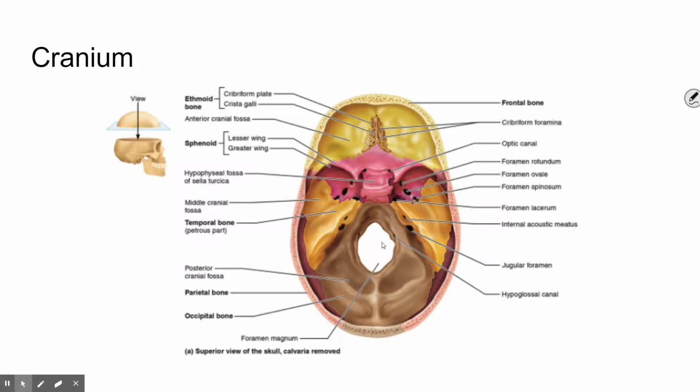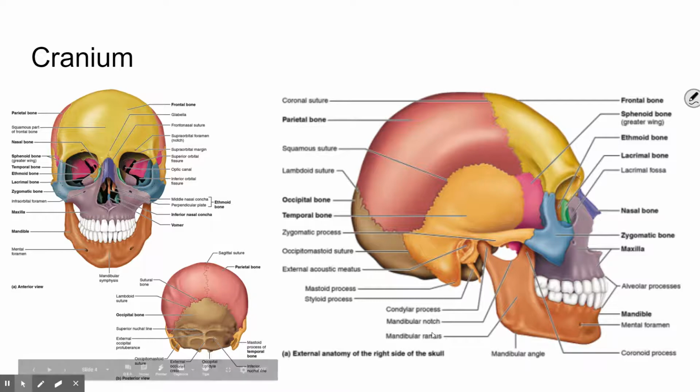And then you also have these occipital condyles, which you can see down here in the bottom. You can see it there, occipital condyles. That is where the skull articulates with the first vertebra. And so that's how your skull attaches to your backbone.